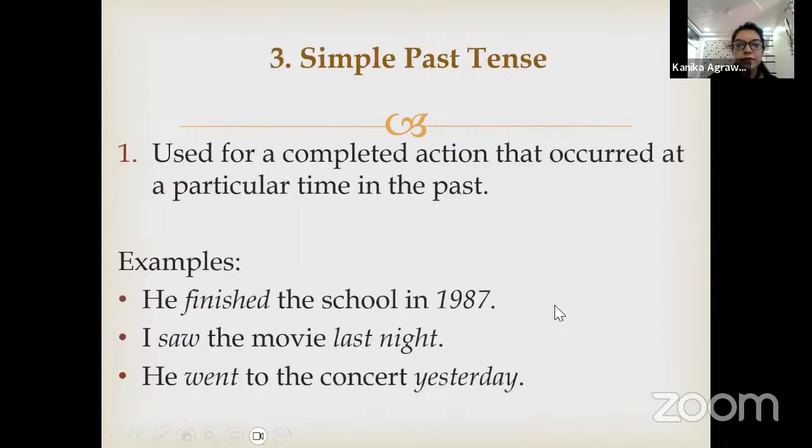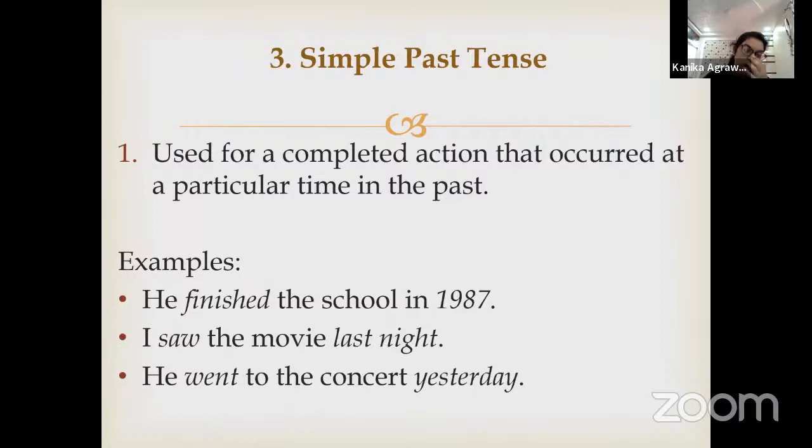Moving on to next. Simple past tense. It is used for a completed action which occurred at a particular time in the past. Let's say he finished the school in 1987. In simple past tense, ed will be used at the end, like a past form. Finish, finished. See, saw. Go, went. Have, had. But had would be used in the next tense form.